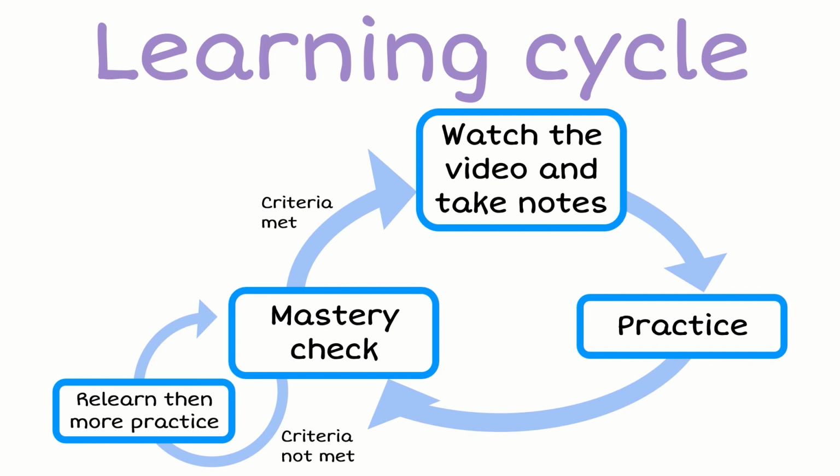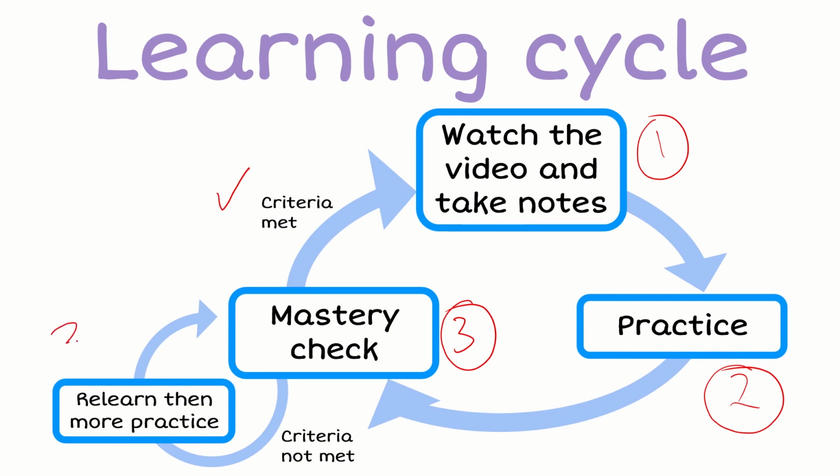So let's start with thinking about a cycle to learn each skill. The first thing that students are going to do is watch a video and take notes. Then they go on to do some practice, so some exercises and drawing and things like that. Then they need to get a mastery check done. Depending on how they go in that mastery check, if they get it correct, then they can carry on and go through to the next skill. However, if they don't get enough of it correct, then they might be doing some more relearning before they do another practice or mastery check.